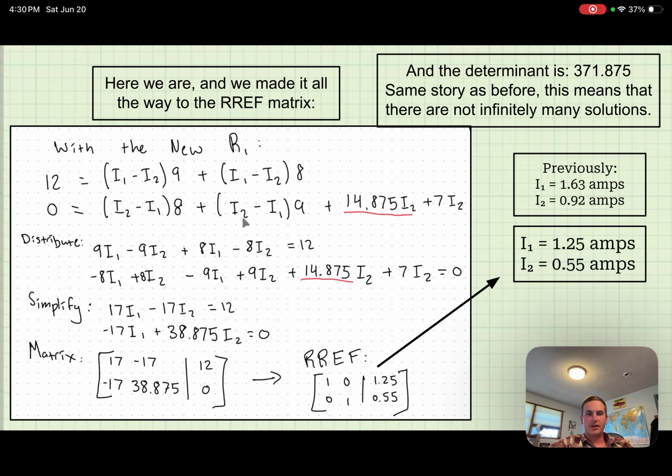We go back through here, we get our two equations, we distribute everything, we simplify it, then we throw it in a matrix. The only value that changed is this one right here. It used to be a 35, now it's a 38.875. Solve it by throwing it into reduced row echelon form. Previously we had this value, now we have these values. They're both slightly lower. The determinant is greater.